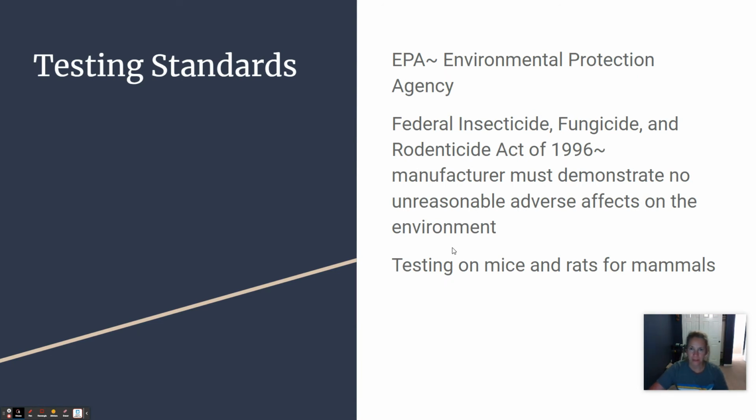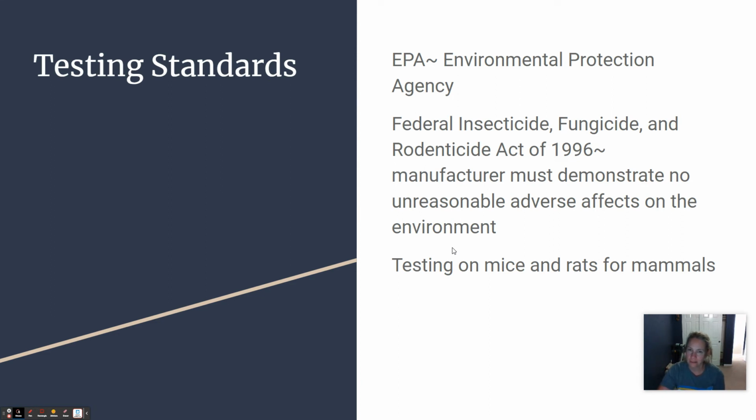All right, so the testing standards. There's a couple different things that regulate testing. So EPA is Environmental Protection Agency. That's really important, especially for environmental science. But the Federal Insecticide, Fungicide, and Rodenticide Act of 1996 basically is just regulating manufacturers of different things. So things that kill rodents, fungi, insects. And then we want to know, does that affect the environment? So they need to demonstrate that it does not affect the environment unreasonably. Of course there's going to be some effect on the environment, but is it detrimental? Is it going to affect lots of different things, and is it going to be really bad? So they need to prove that it's not going to just annihilate everything.